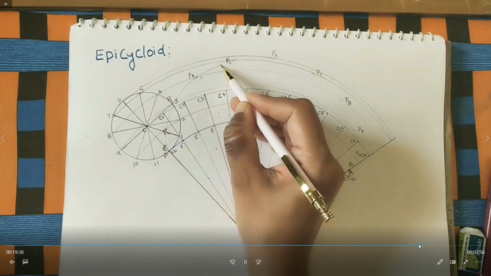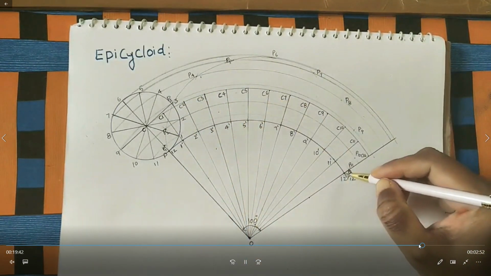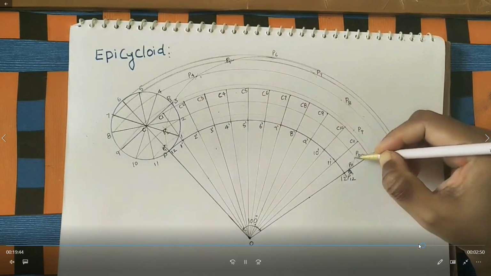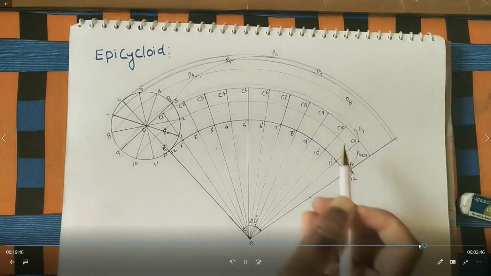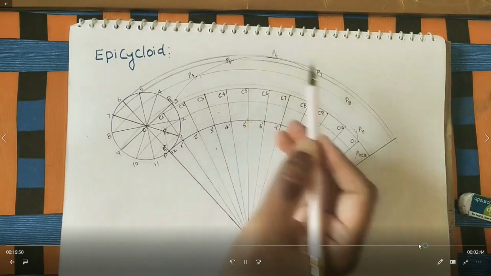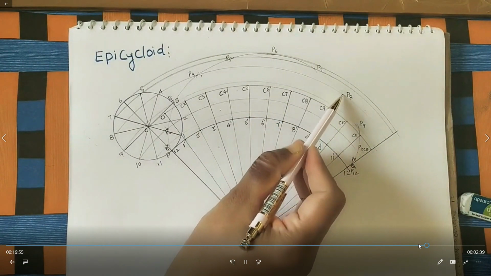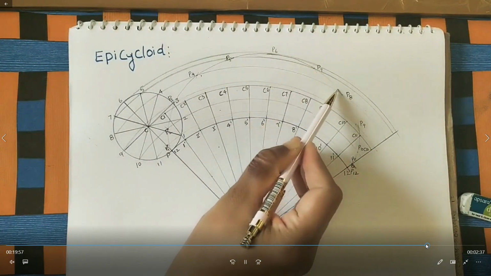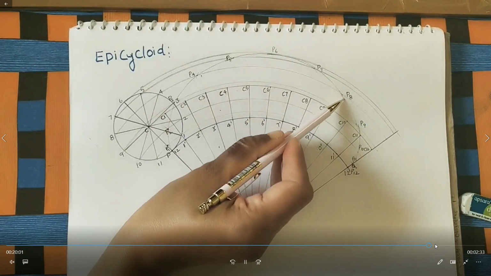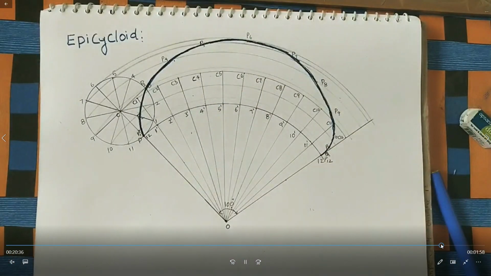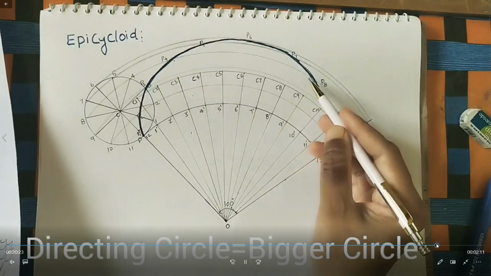Okay, now we need to join the points: P1 to P2, P2 to P3, P3 to P4, P4 to P5, P5 to P6, P6 to P7, arc P7 to P8, P8 to P9, P9 to P10, P10 to P11. In this way, we draw it. Here you observe the epicycloid.